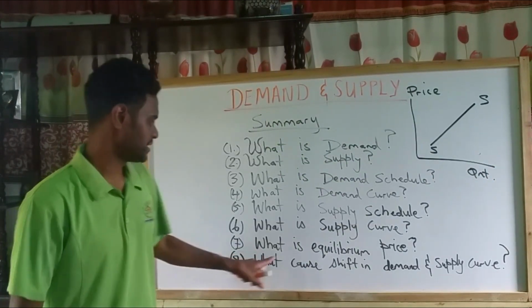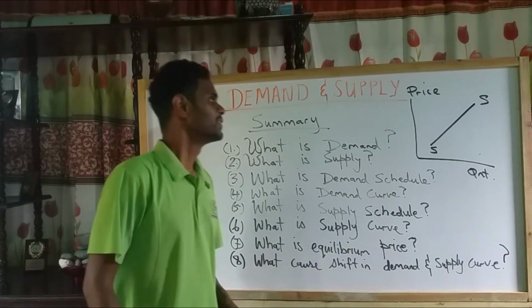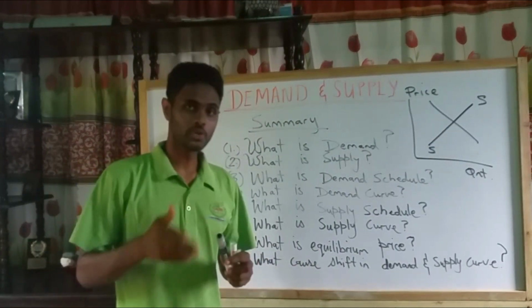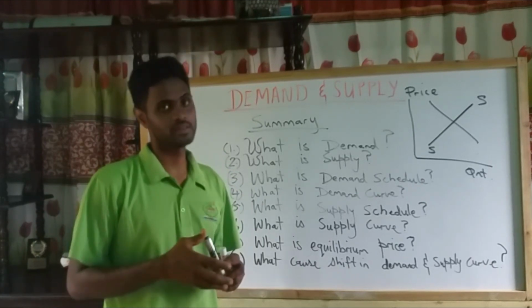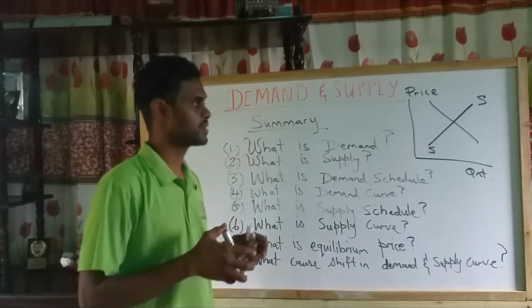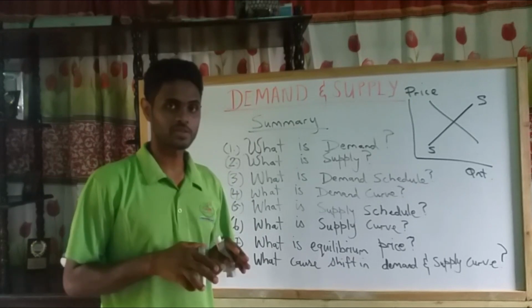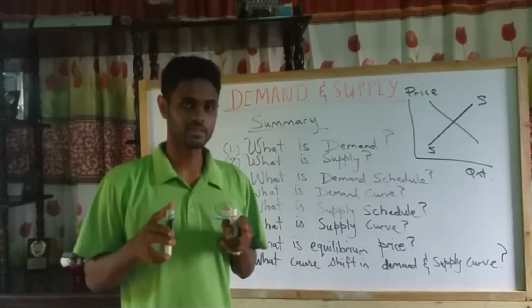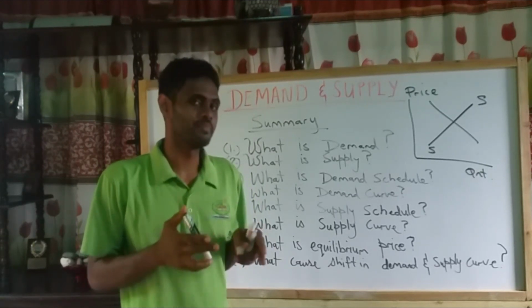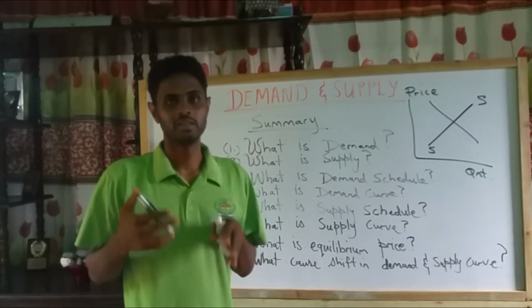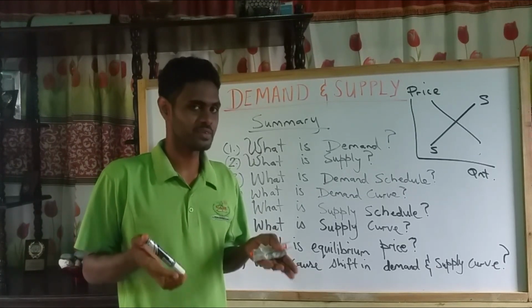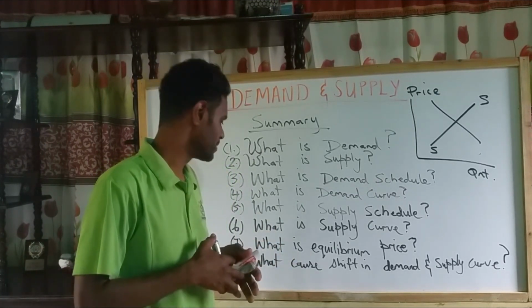Alright, number seven, what is the equilibrium price? The equilibrium price is that price at which the amount supplied is equal to the amount demanded. So in that market, there is no oversupply or undersupply of the goods. In other words, the buyers won't lose money and the sellers won't lose money. Everybody will be comfortable making a profit, and the consumers will get what they want. They're comfortable at that price. So that's the equilibrium price.